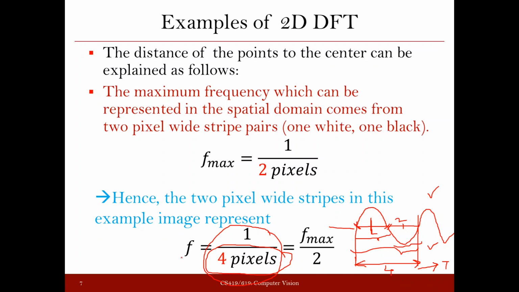So if your strip is 2 pixel wide, then the frequency is going to come 1 by 4, but if it is 3 pixel wide, then the frequency will come 1 by 6. If it is 4 pixel wide, then the frequency will come 1 by 8, right. I am saying 1 by 8 because 4 will come from here and 4 will come from here. So 1 by 8, and so on. So you see that when you are increasing the width of these strips, the frequency is decreasing.